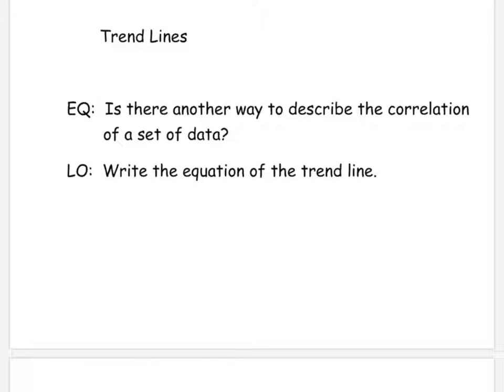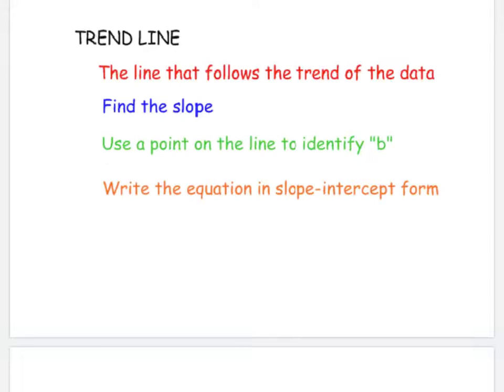Now that we know what a scatter plot is, let's take a look at how to make them, how to find its correlation or association, and what a trend line is, and how to write the equation for one that represents your data. So a trend line is basically exactly what it says. It's a line that follows the trend or the pattern of the data.